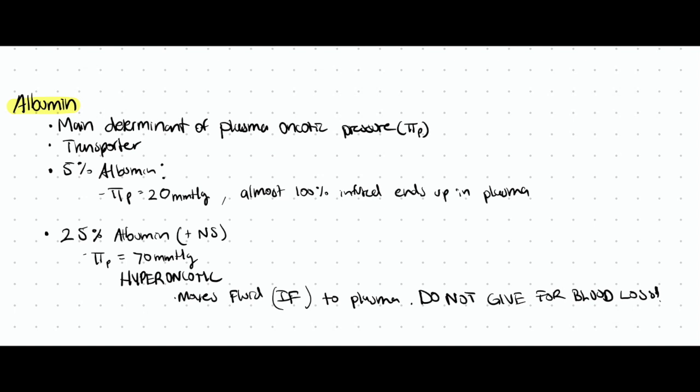5% albumin increases oncotic pressure by about 20 millimeters of mercury, and 25%, which is just 5% plus normal saline, that's going to increase it to about 70 millimeters of mercury. So looking at this from an academic standpoint, you'd be thinking, albumin is a pro at increasing the effective circulating volume, cardiac output, et cetera, et cetera. But it turns out it actually doesn't improve the survival in patients who are hypovolemic.